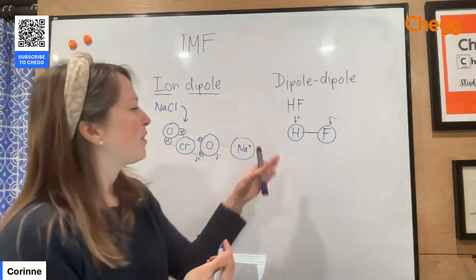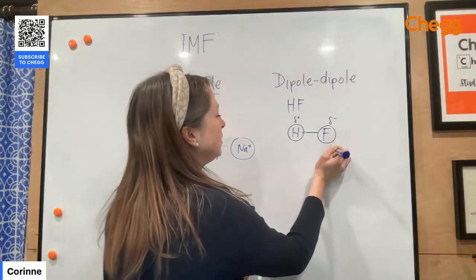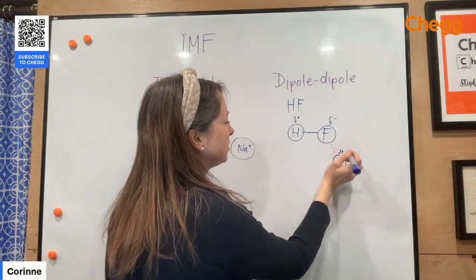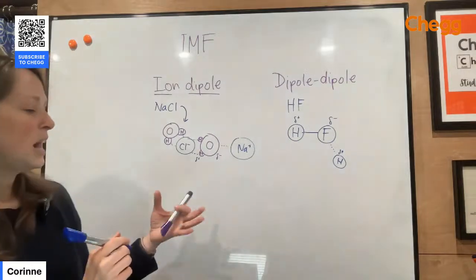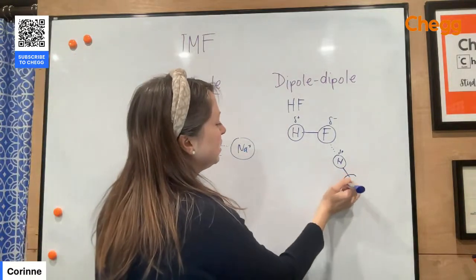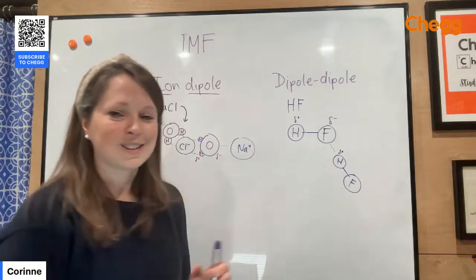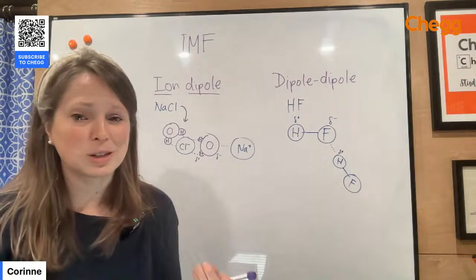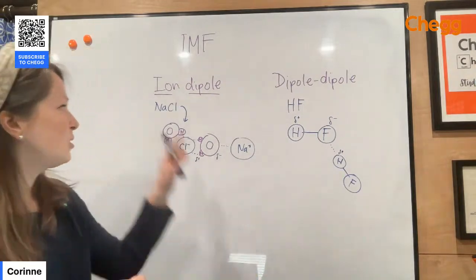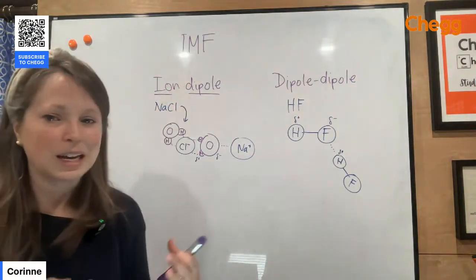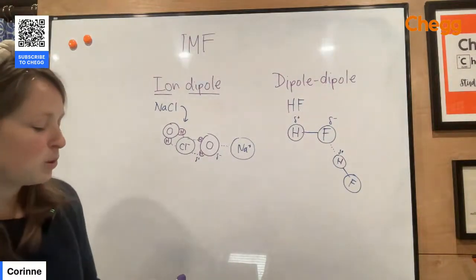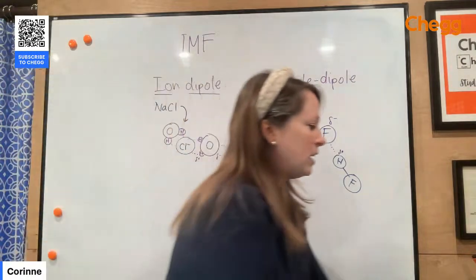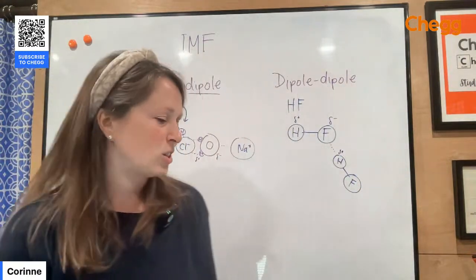So what happens is if I have a bunch of HF, right? I'm going to have a bunch of portions where I'm going to have that positively charged hydrogen and that negatively charged fluorine. So we're just going to have this network developing again between all of those. And this is actually an example of a hydrogen bond. But basically, dipole-dipole interactions are just interactions between polar molecules. All right, so ion-dipole, I'm dissolving something ionic in a polar solvent. Dipole-dipole, I am looking at polar molecules. And the more polar the molecule, the stronger those interactions are going to be.